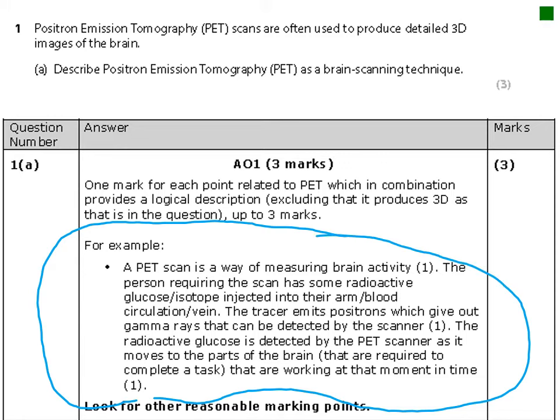The tracer emits positrons, which give out gamma rays, which can be detected by the scanner. That's your 2nd mark. And then the radioactive glucose is detected by the PET scanner as it moves to the parts of the brain that are required to complete the task or that are working at that moment in time. That will give you the 3rd mark.